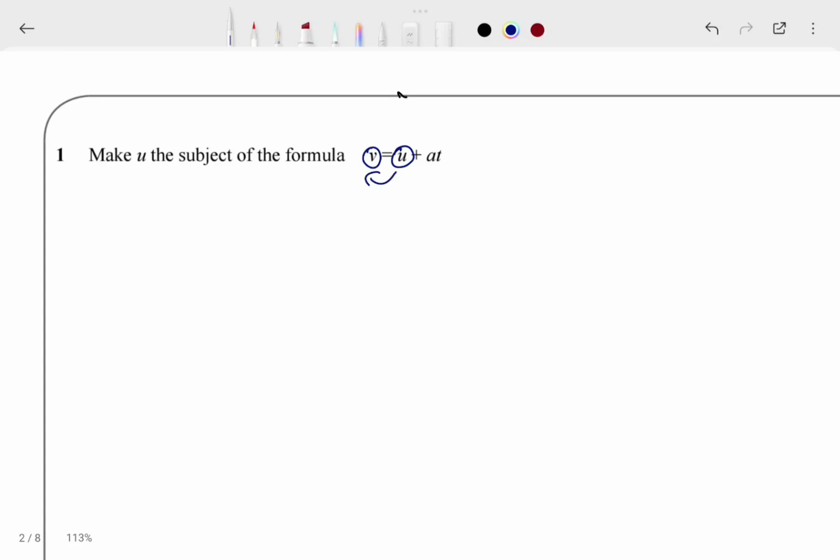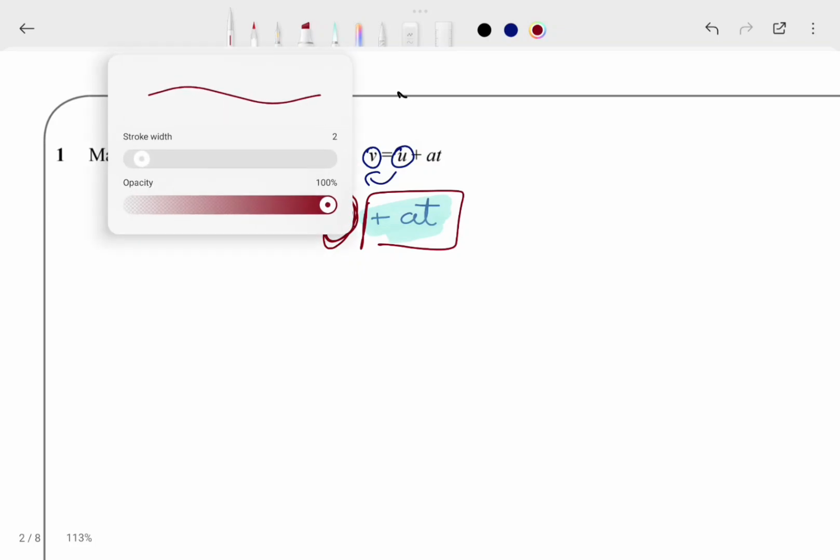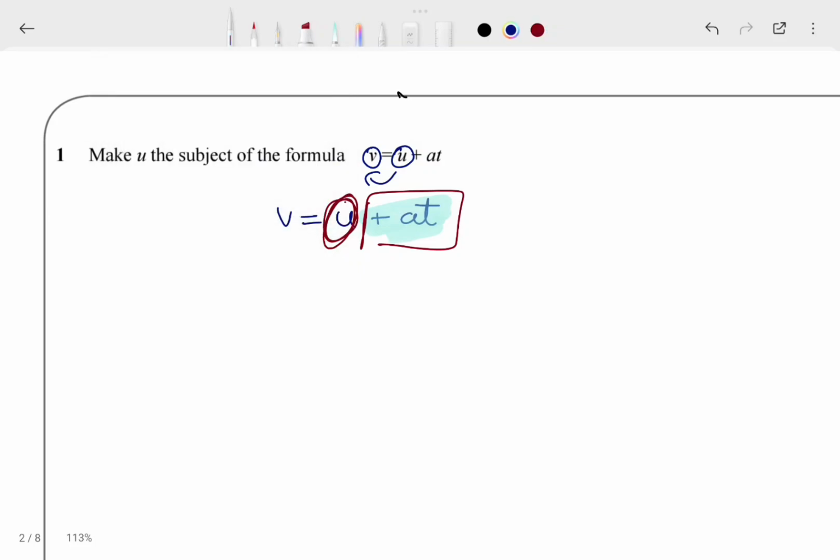Let's start. First of all, let's write this equation again, where v is equal to u plus 80. Now we see there is a positive 80, and if I remove this 80 from the equation, I will only be left with u. So in that case, I can make u the subject.